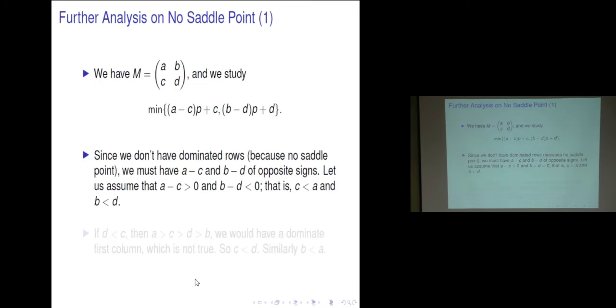Okay, so we are here. Since we don't have dominant rows, these two are of opposite signs. So let's assume A minus C is bigger than 0 and B minus D is less than 0. It doesn't matter; if you flip around, it's the same. In other words, C is less than A and B is less than D. You move this to the other side, you get C is less than A, B is less than D.